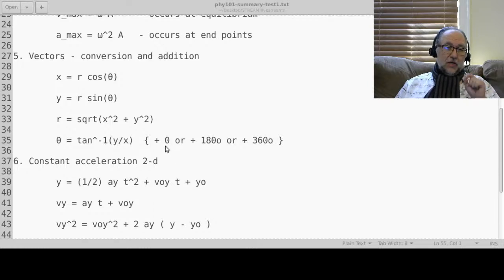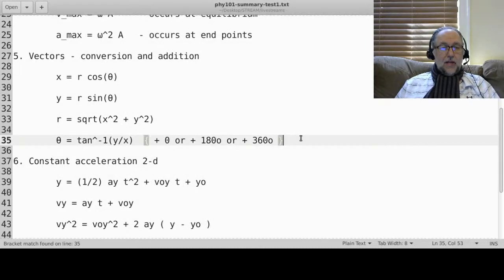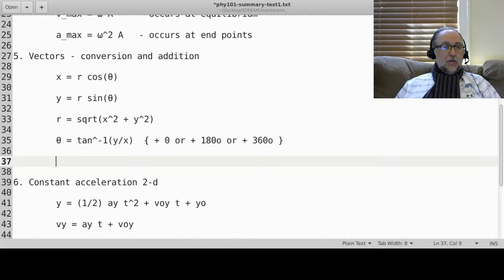But then you might have to decide, do I add nothing? Do I add 180 or do I add 360? And that depends on your quadrant. If you're in quadrant 1, you add nothing. If you're in quadrant 2 or 3, you add 180. And if you're in quadrant 4, you add 360. There's one other thing that I forgot to mention here, and I actually didn't have that in the assignment, but you should know it at this point for the test.